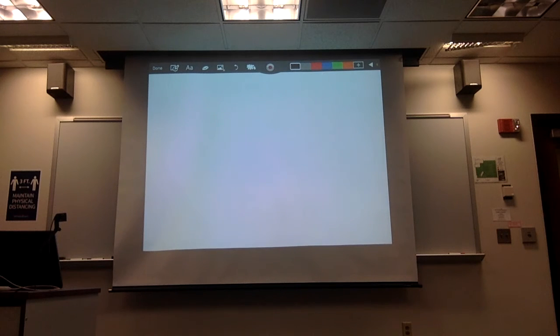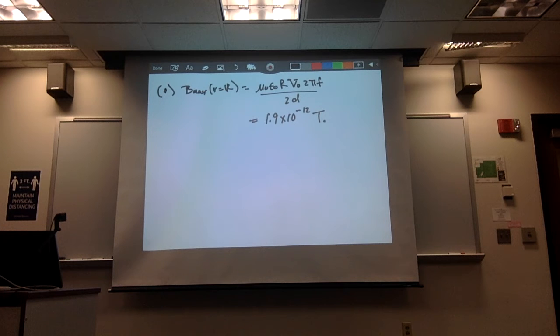So let's just write down one. What I finally get for part A, B max at r equal to capital R, is mu naught epsilon naught capital R B0 2 pi times the frequency, divided by twice the distance. Plugging in my numbers, it works out to be 1.9 times 10 to the minus 12 teslas. So this is the maximum value of my magnetic field.